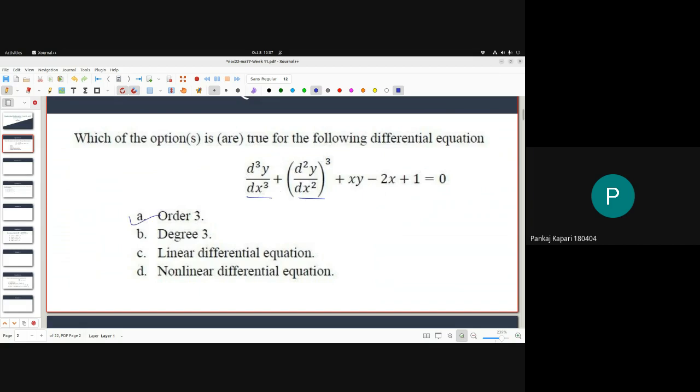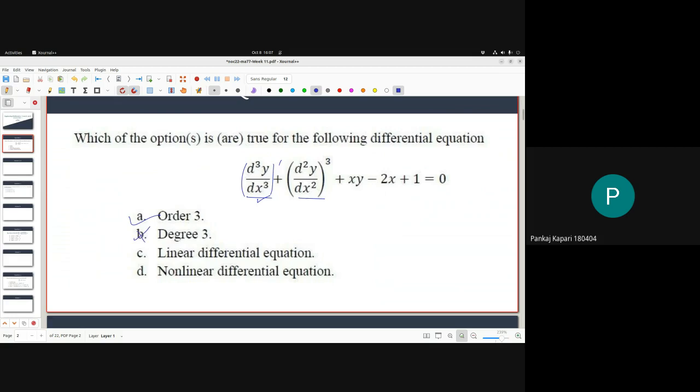Now the degree of a differential equation is the power of the highest order derivative involved. So the highest order derivative is this, and its power is 1, right? This power is 1. So therefore its degree is 1. Okay, so this option is incorrect.